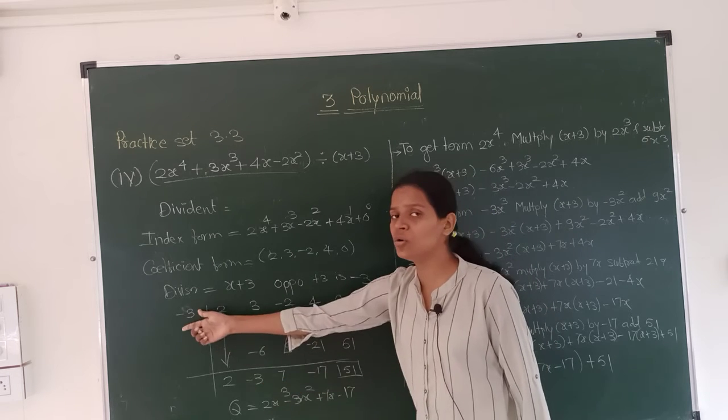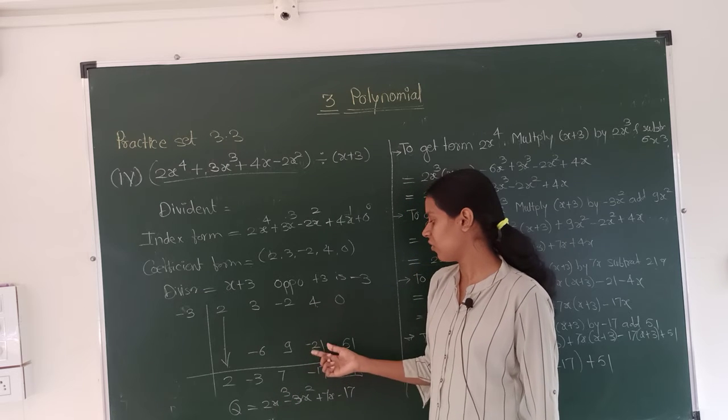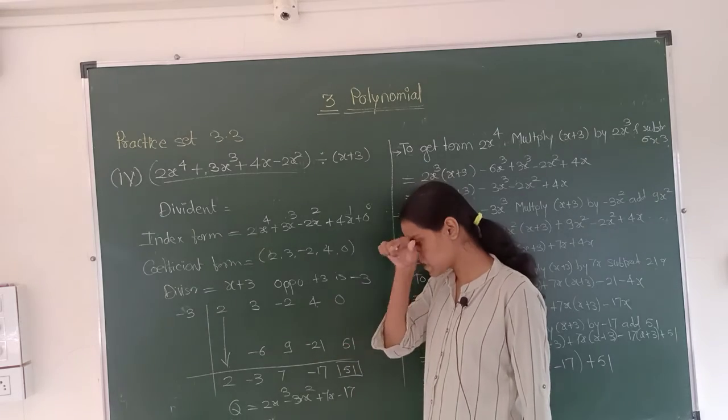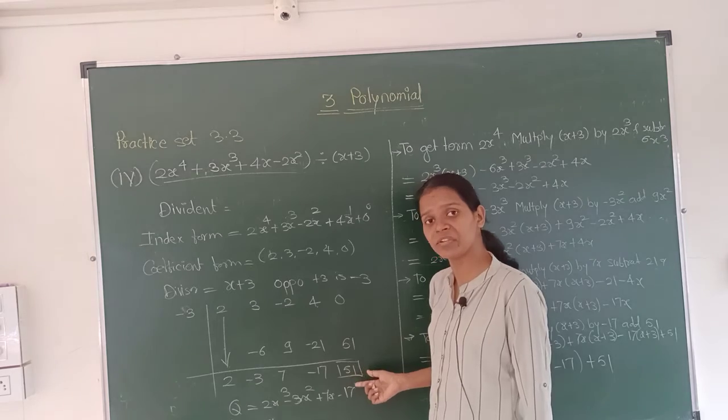Now the answer is 7. This 7 into minus 3: 7 into minus 3 is minus 21. Therefore 4 minus 21 is minus 17. And here this minus 17 into minus 3 is 51. 0 plus 51 is 51.